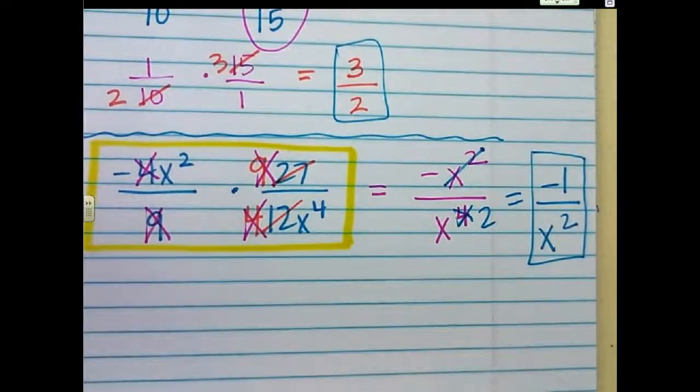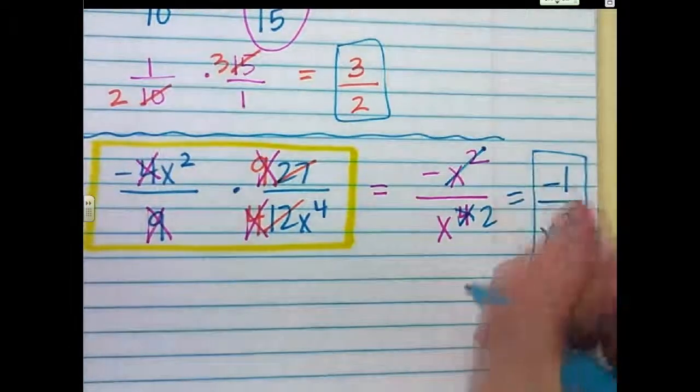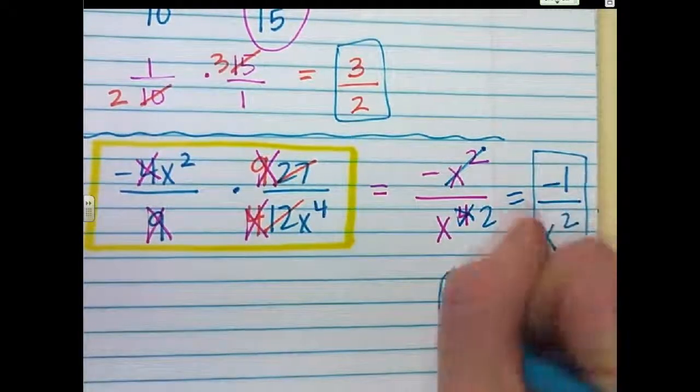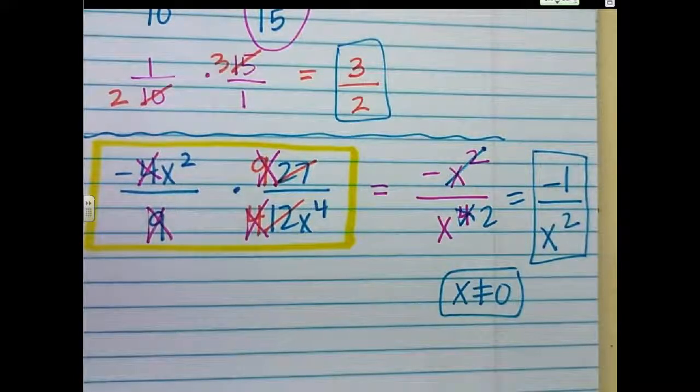Oh, we need to talk about restrictions. What can x not equal? 0. That was easy. Yeah, but it's not always going to be that easy. But remember, if you have x minus 3 and x plus 4 and an x on the bottom, x cannot equal 0. This is x cannot equal 3. This is x cannot equal -4. That's simple. It's not super terrible.